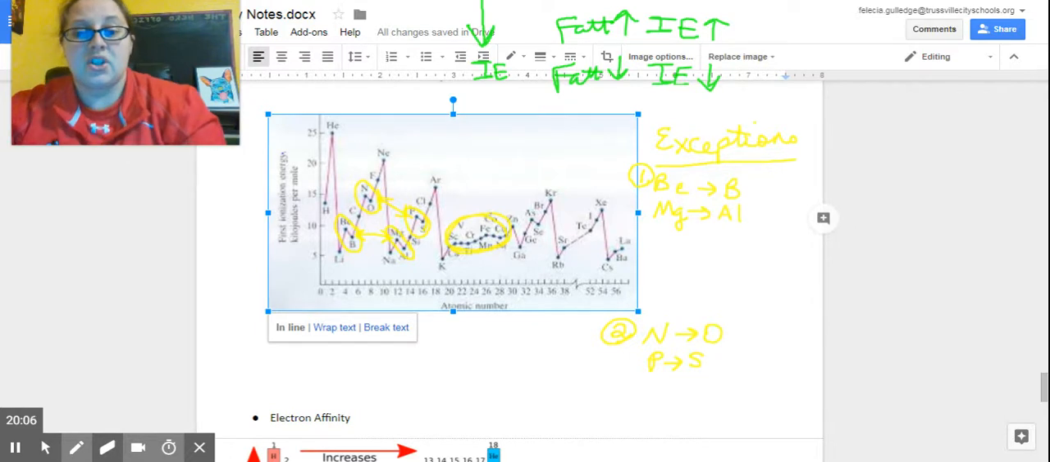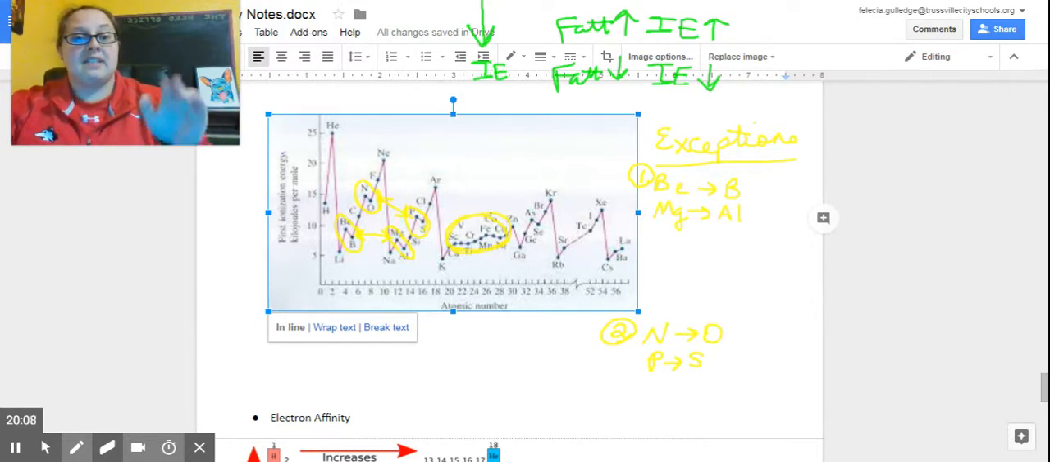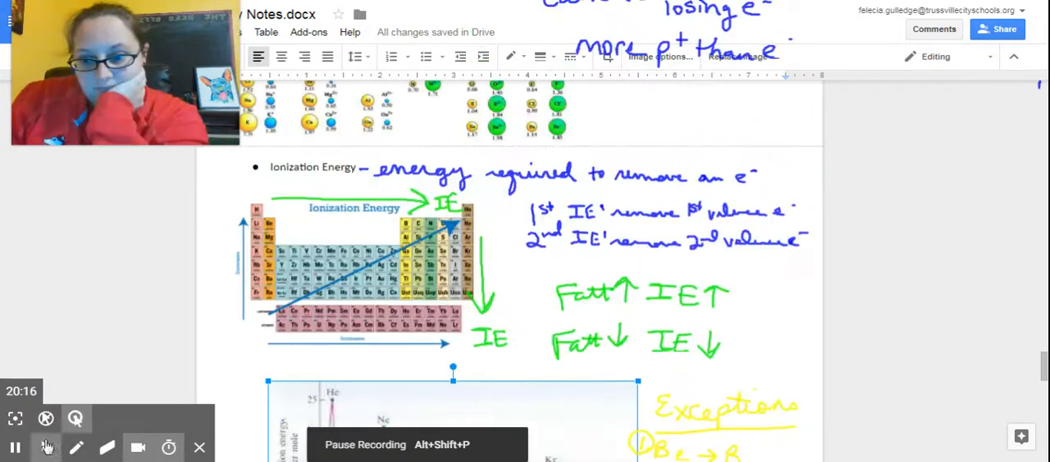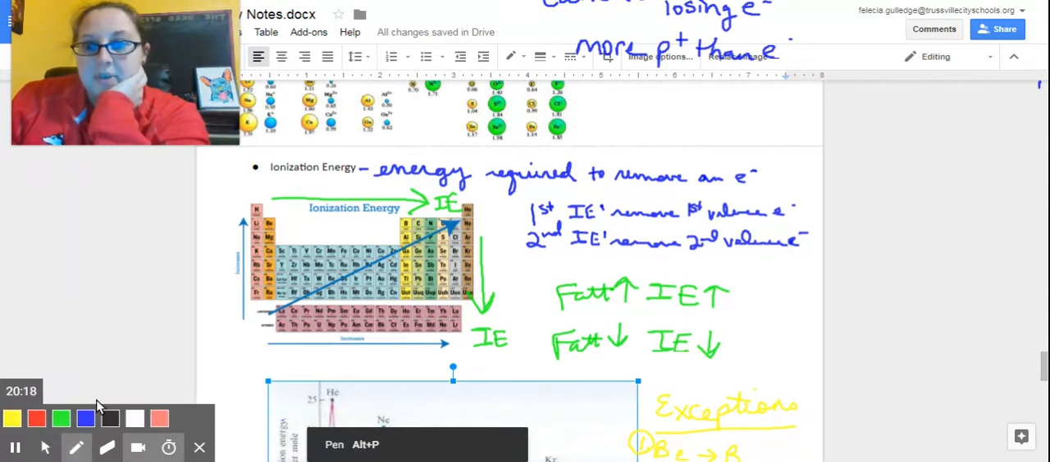All right, so let's focus on these exceptions, okay? If you look at the periodic table, let me pause you and get you a periodic table here. All right, so here's our periodic table.